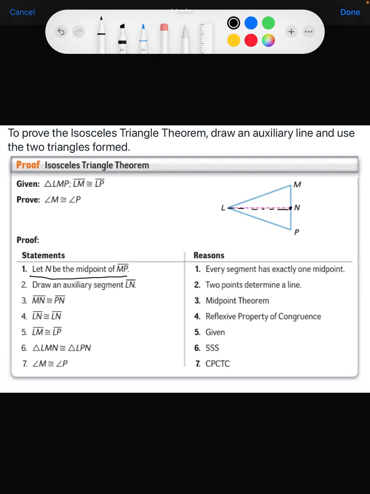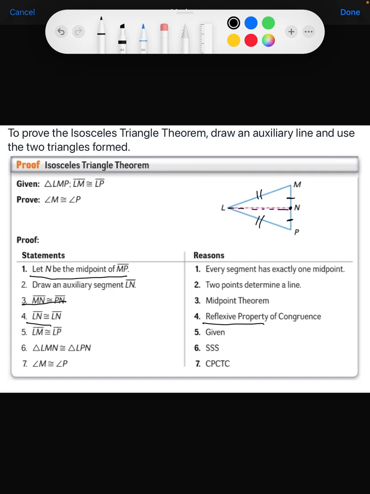We'll draw an auxiliary line segment LN. Any 2 points determine a line. And by definition of a midpoint, we can say MN equals PN. So these two are going to equal each other. And LN is going to equal itself by the reflexive property. They already told us that LM equals LP. So this side equals this side.